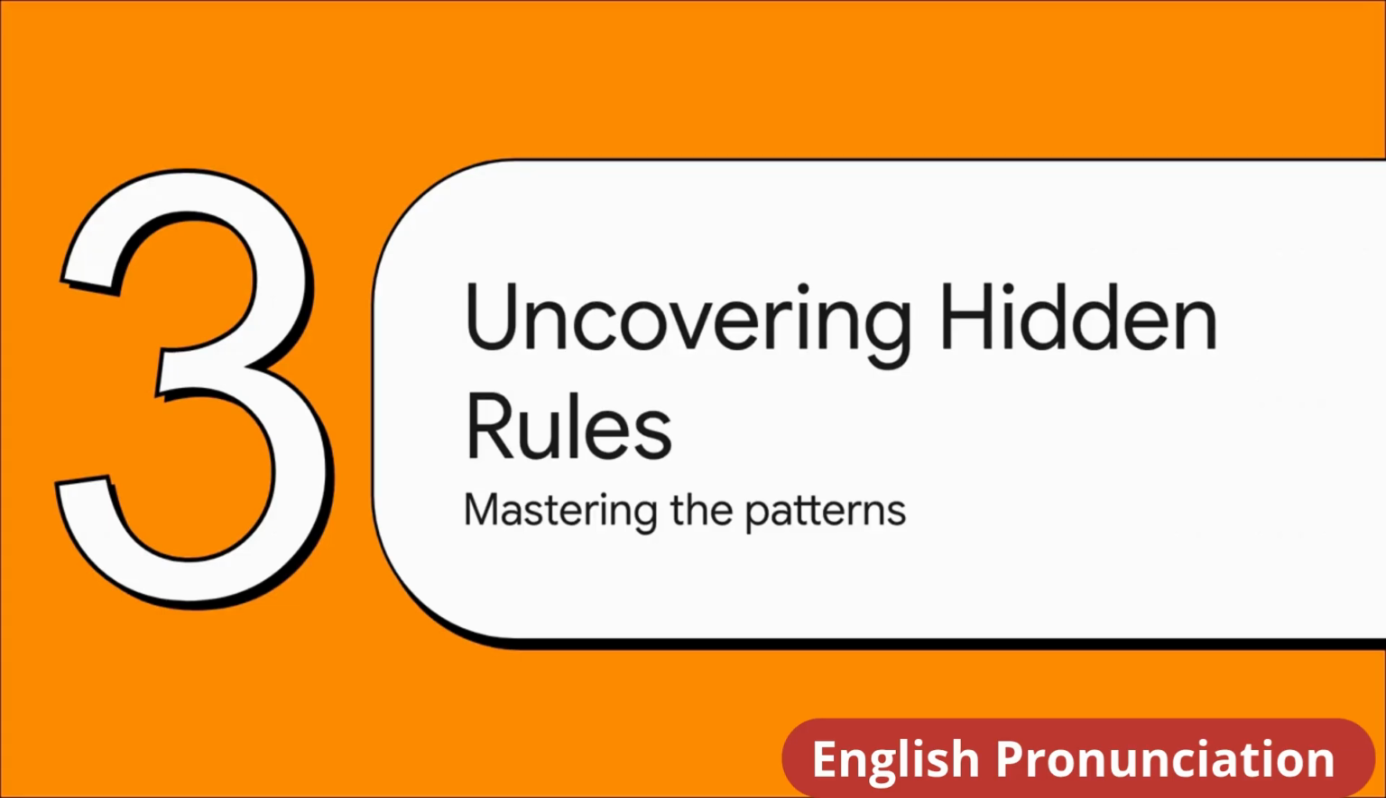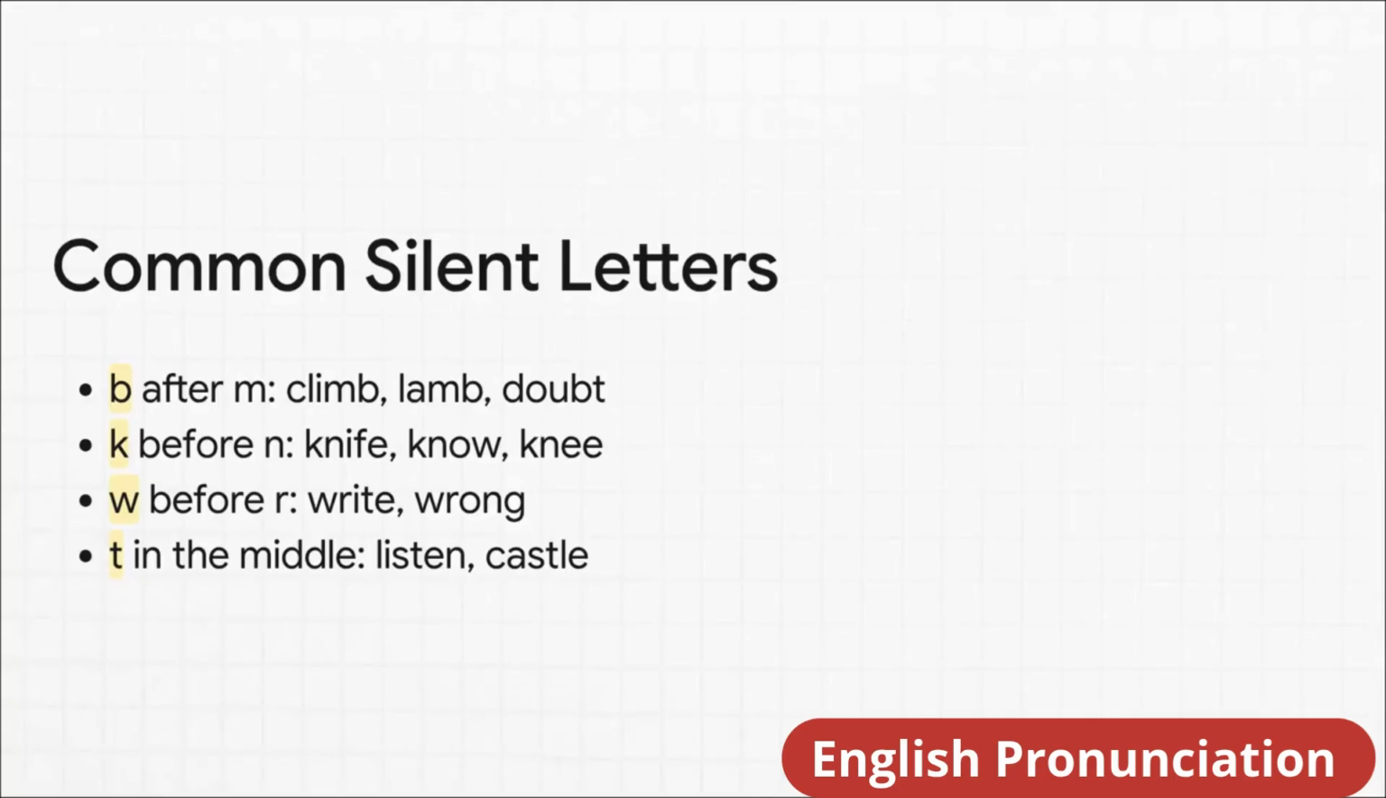All right, so we've got the individual sounds. The building blocks are in place. Now, what about the rules for putting them together? Let's start with something that trips everyone up, silent letters. Now, I know these look like random, annoying exceptions, but they're not. They're actually predictable patterns. For example, that B after an M at the end of a word, pretty much always silent. Climb, lamp. Same with K before N at the start of a word. Know, knife. Once you see the pattern, you start to expect it.